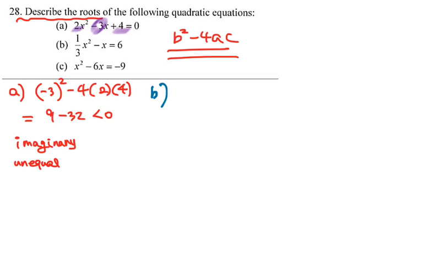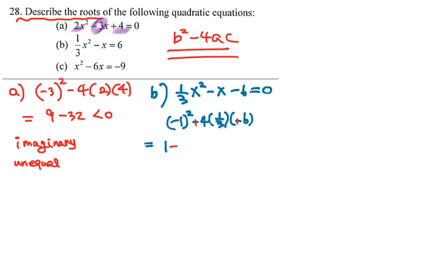Now let's talk about b. In order for us to evaluate this one, we need to subtract 6 from both sides so that we can have an equation equal to 0. Now, once again, we're going to apply the discriminant, which is b squared minus 4ac. What's the value of b? That's negative 1. Minus 4 times a, which is equal to 1/3. c is equal to negative 6. Now, if you evaluate this one, negative 1 squared becomes positive 1. Negative negative becomes positive 6. So we end up getting 1 plus 8.